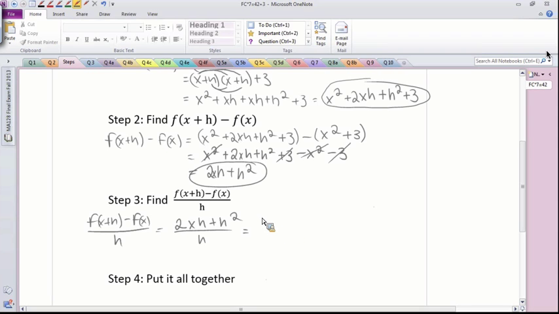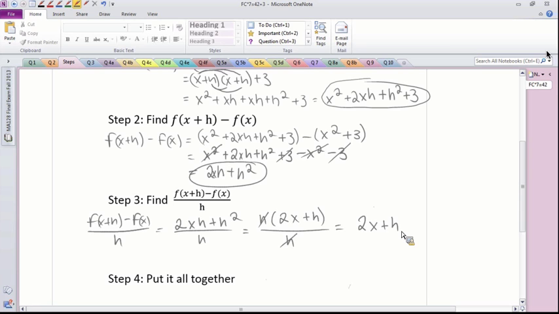Now we can simplify this by taking out the h, since both terms do have an h. So that'll be factoring out h. So we'll take out h, and we'll be left with 2x plus h. So you notice that we have an h on the top, an h on the bottom, and that should cancel out. So the result from step 3 would just be 2x plus h.